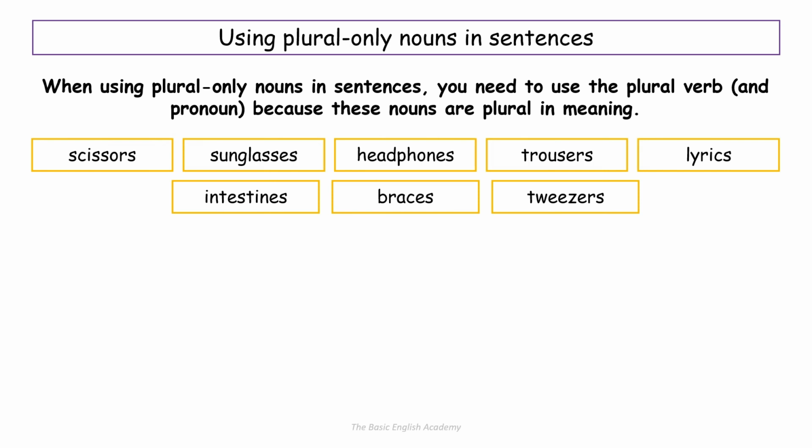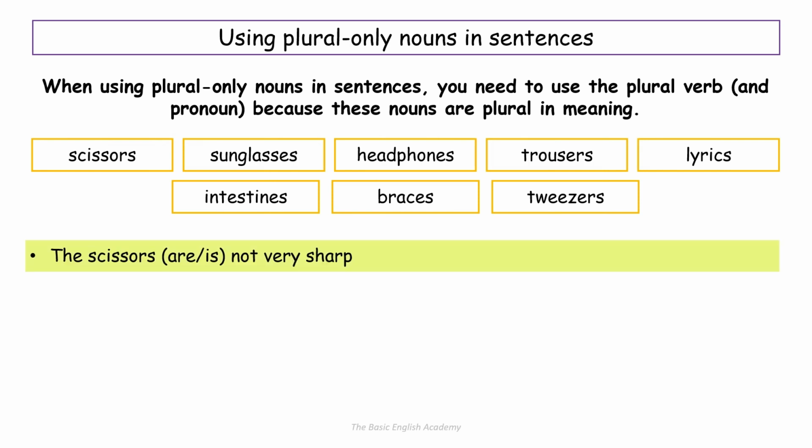So let's take some of these examples that we have already established and use them to make sentences. The first sentence is, the scissors is not very sharp. So we are going to use are because we have already established that scissors is plural in meaning. The scissors are not very sharp.